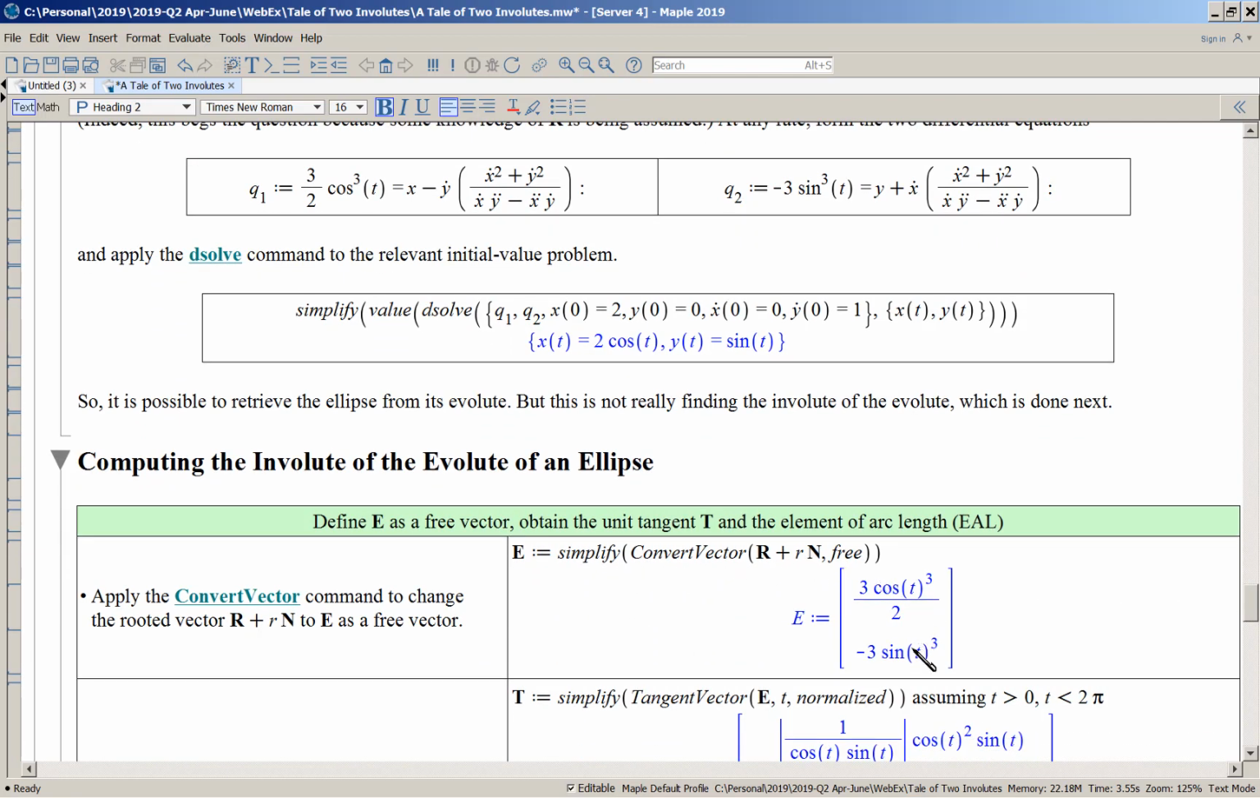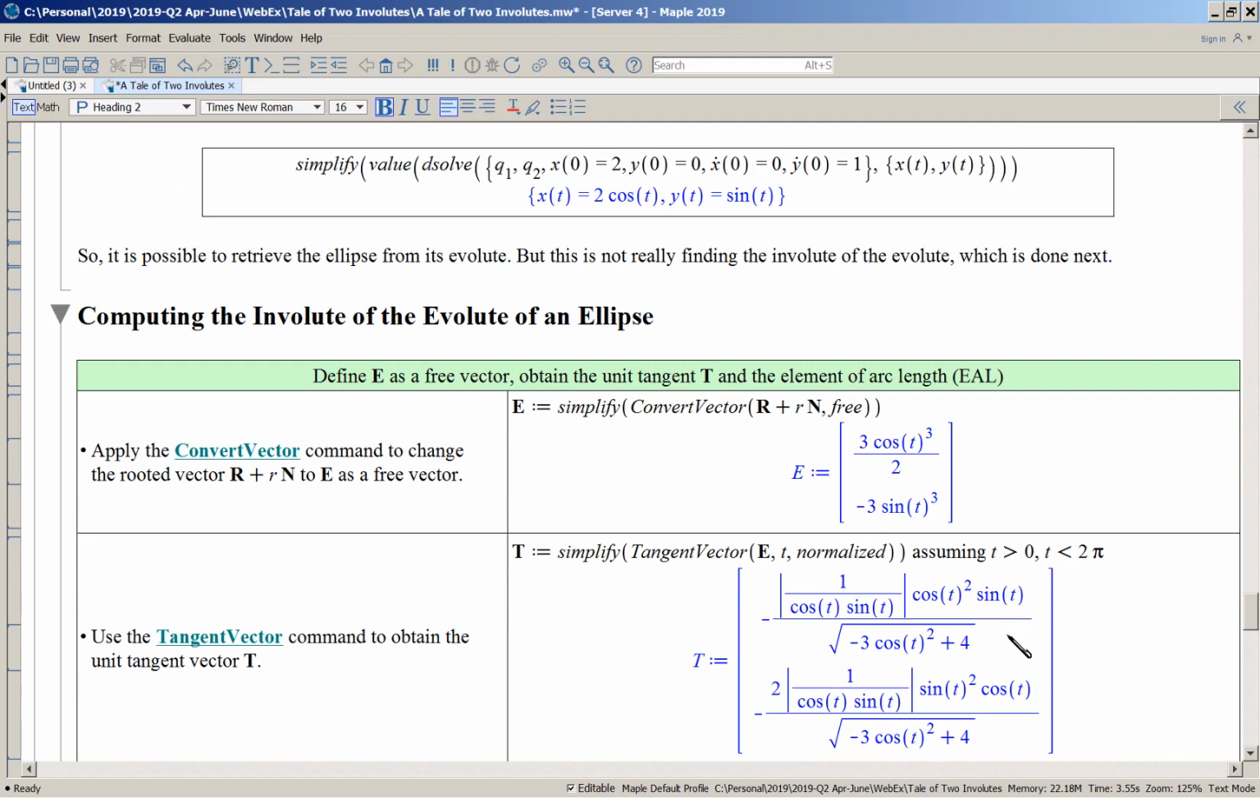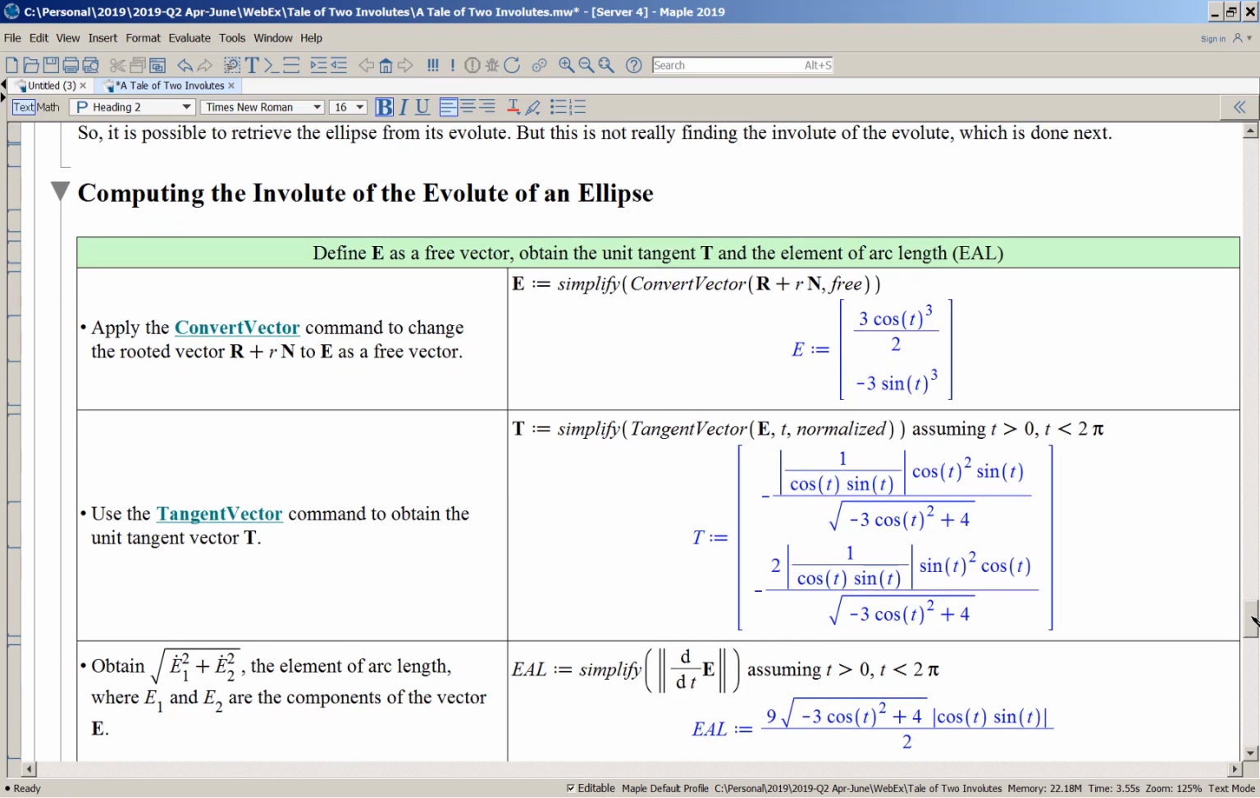So, I'm going to define parametrically the evolute that we've seen several times already. And now we're going to go through the process of obtaining the involute of this curve. I need a tangent vector. This is what the tangent vector looks like. You see the absolute values in here because these signs change while you're trying to go around the ellipse. So you have to pay attention to the signs. The absolute values are important.